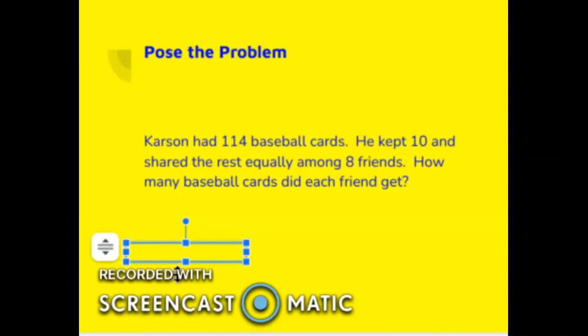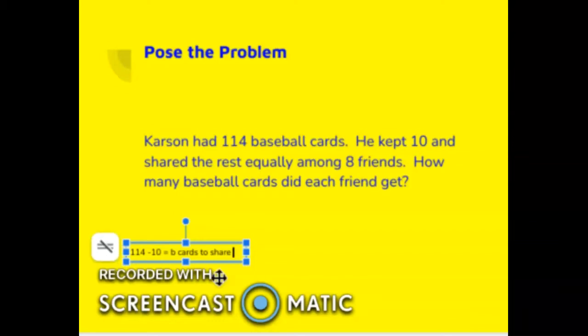So I know that he has 114 baseball cards. And he keeps 10 of them. So if you have 114 and you're keeping 10, then to get the remainder of what's left, I'm going to have to subtract. So I want to find out what that answer is first, and I'm just going to put B for cards to share, because that's what's going to happen here. He's going to share what's left, okay? So B is going to represent the cards to share, or the cards that are left.